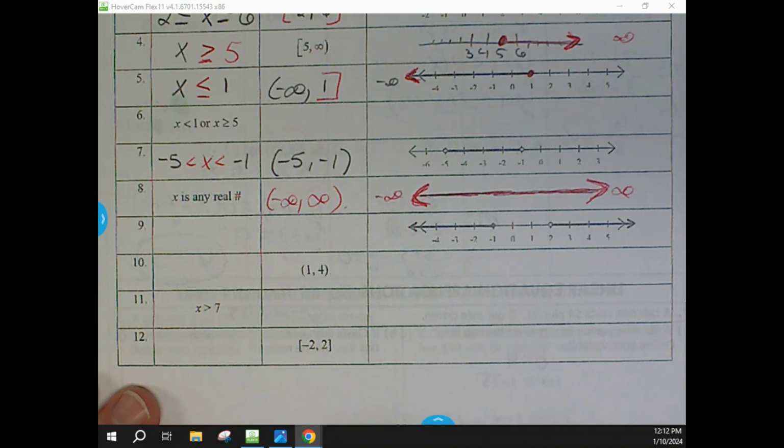All right, we're going to skip over 9. We'll come back to it here in just a minute. All right, so for 10, we're going from 1 to 4.